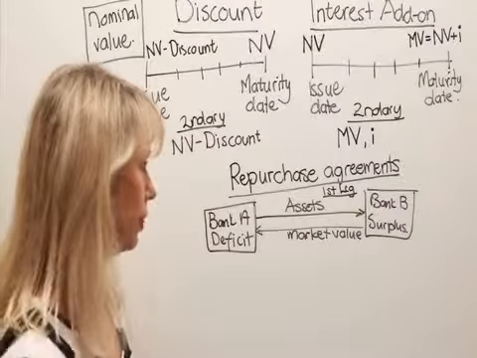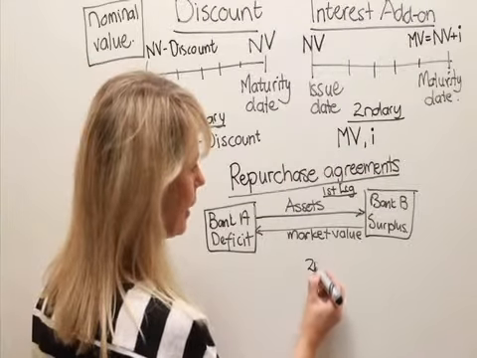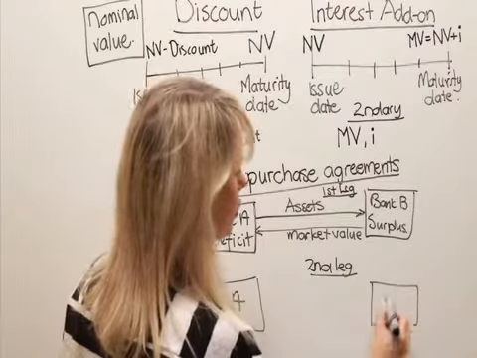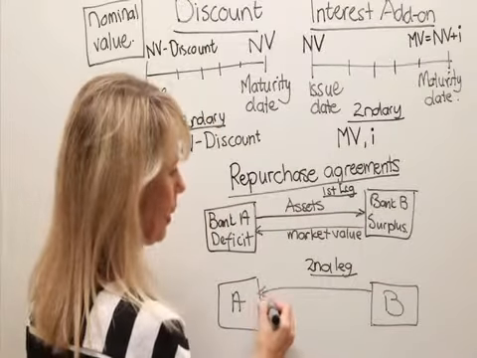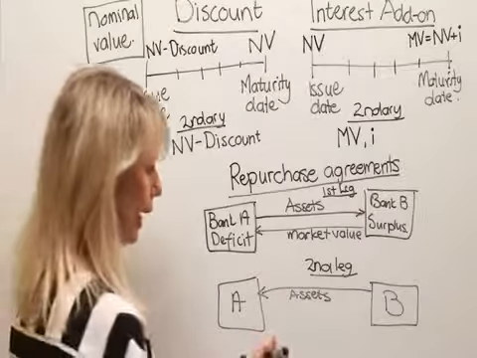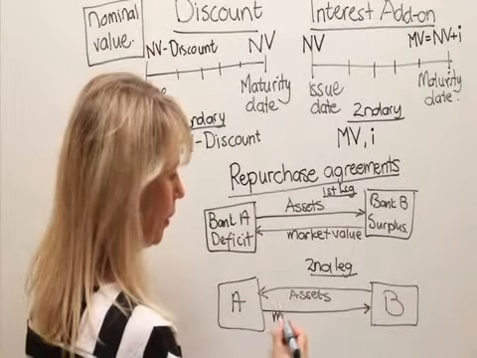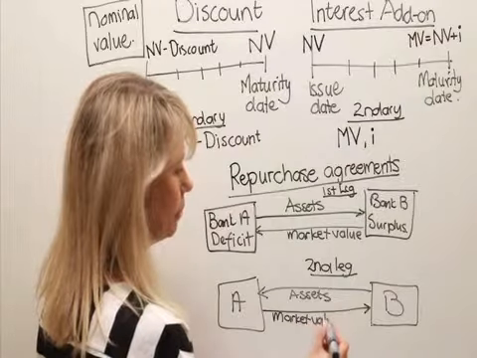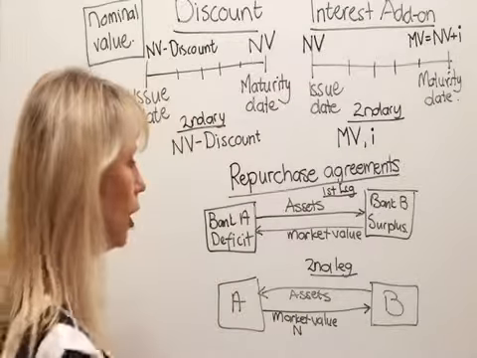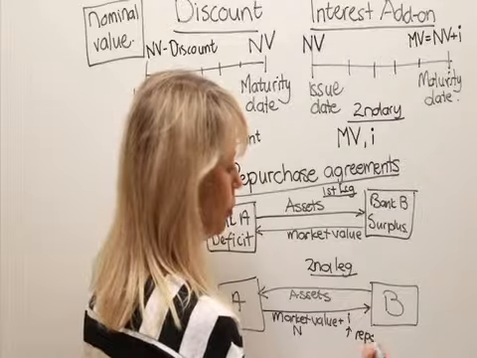And because it's a repurchase agreement, already when this first leg takes place, there is an agreement in place that in the second leg, Bank A is going to buy these assets back from Bank B. So these assets are going to flow back to Bank A, and Bank A is going to repay Bank B the market value that was paid in leg 1, which we also call N, as you will see in the formulas later on, plus interest at the repo rate or repurchase rate.